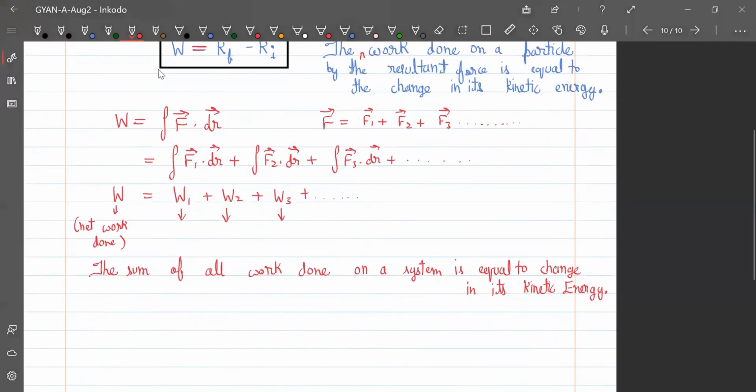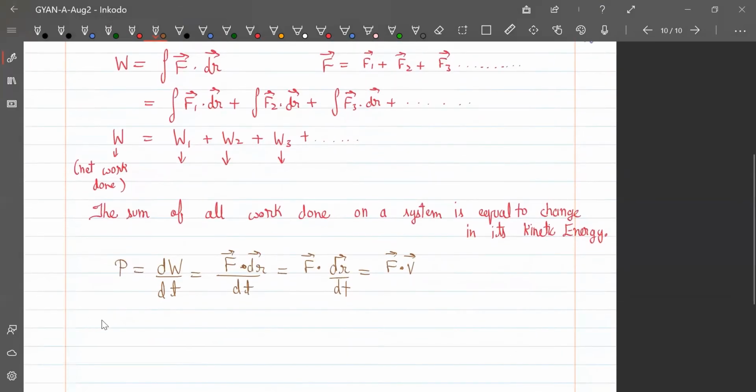अच्छा एक और रिलेशन है, we'll just go through it quickly. पावर को हम डिफाइन करते हैं रेट ऑफ चेंज ऑफ वर्क डन, dW by dt. So dW by dt, dW क्या लिख सकते हैं, F dot dr. तो या तो F को F by dt लिखना is not very useful, so I'll write F dot dr by dt. That will give you F into velocity. So power is dot product of force and velocity.